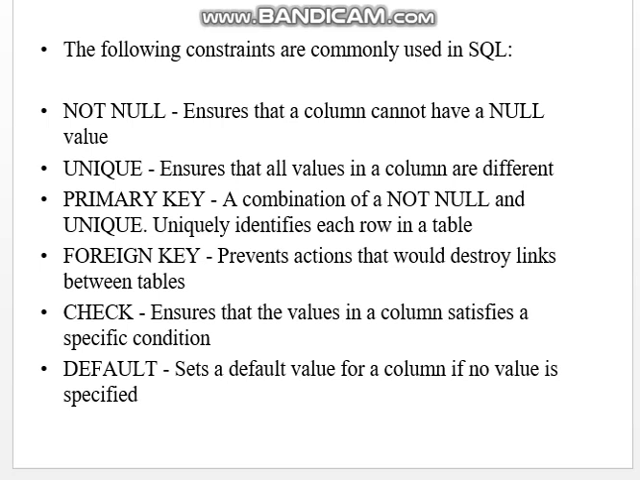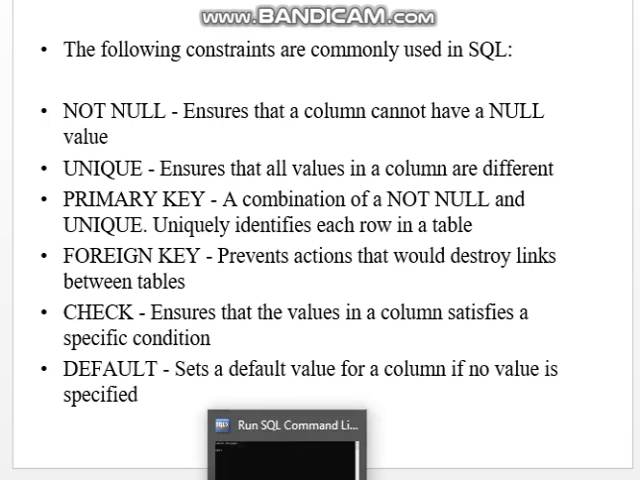Then we have the check constraint. Check ensures that the value in a column satisfies a specific condition. For example, if you want the age of the student to be greater than 0, at that time you can specify the check constraint. And then the default constraint is used to set a default value for a column. If no value is specified, the value specified with the default constraint is inserted automatically. Now we will use all these constraints with a create table command.